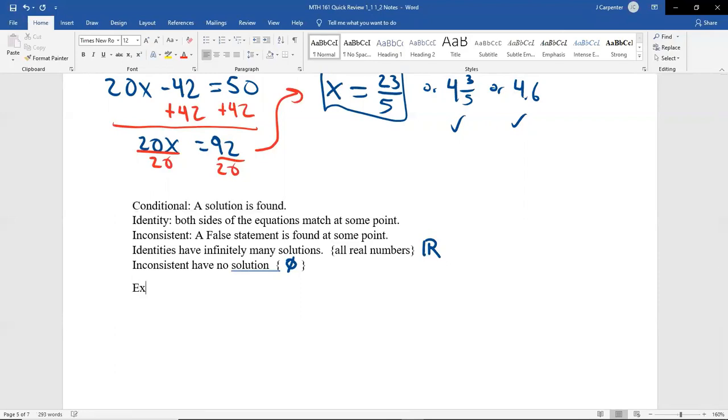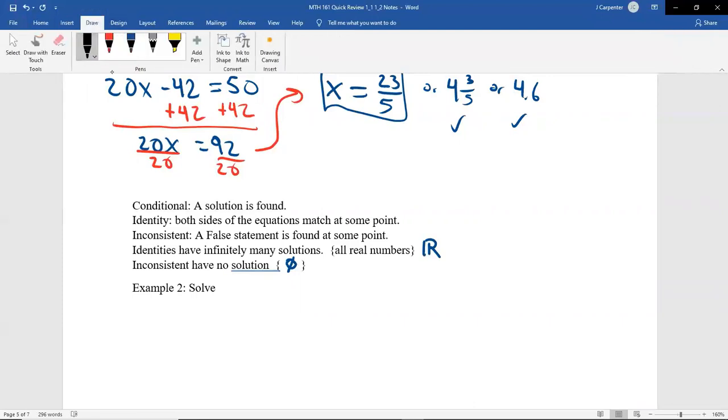So let's try this out. Example 2. Solve. 2a, we got 4x plus 5 equals 4 times the quantity x plus 5, in parentheses.